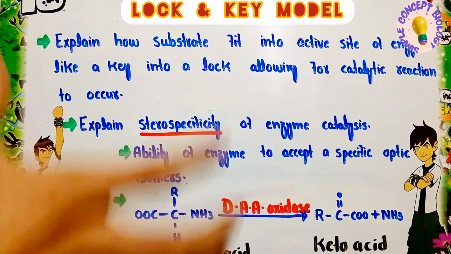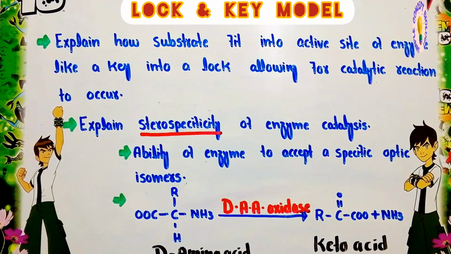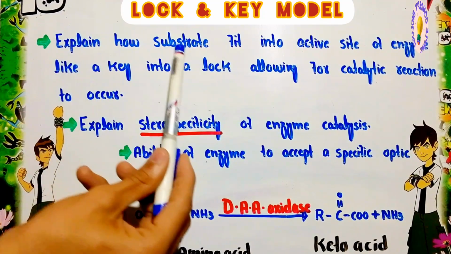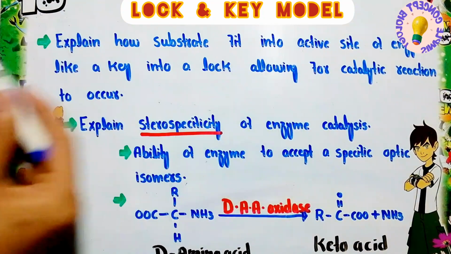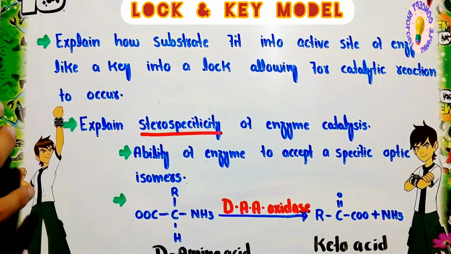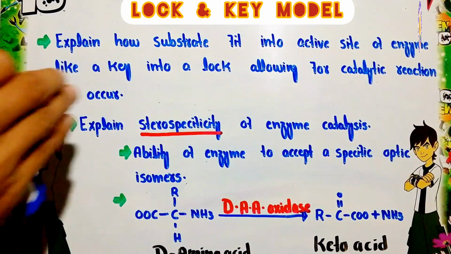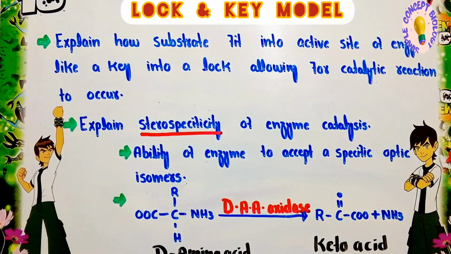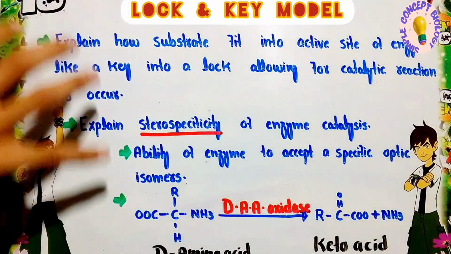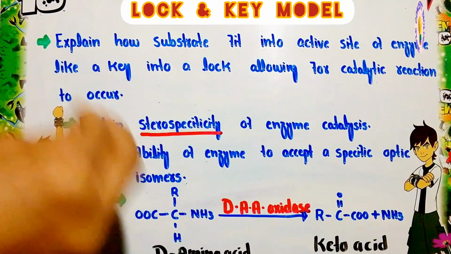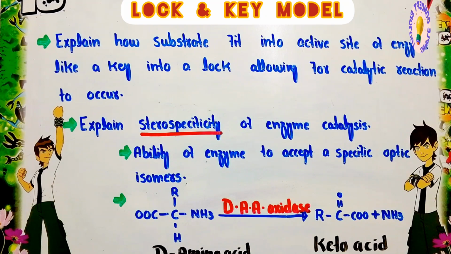Now, the second importance of the lock and key model is that it explains how the substrate fits into the active site of the enzyme like a key into a lock, allowing for a catalytic reaction to occur. It means that only the substrate that has a similar shape fits into the active site, just as a key fits into the lock.